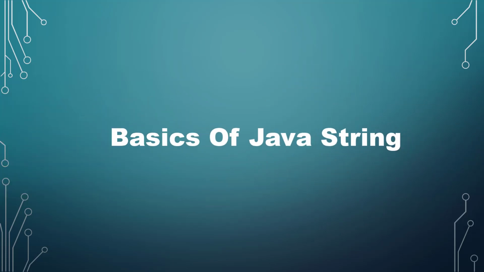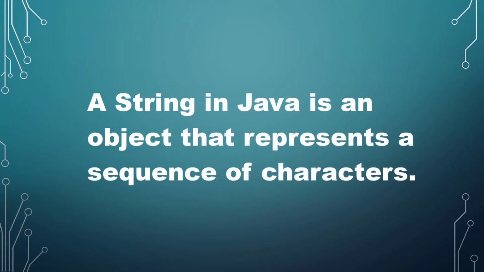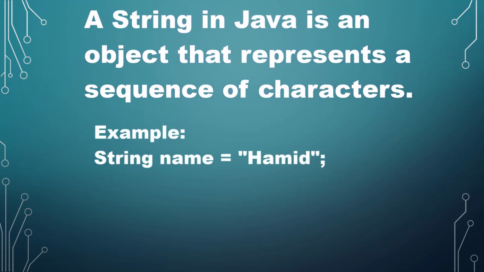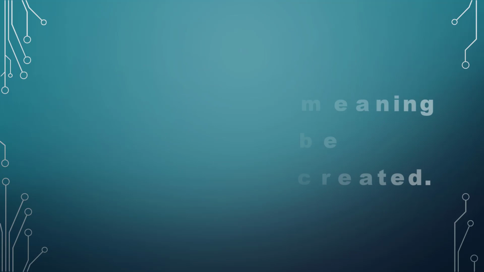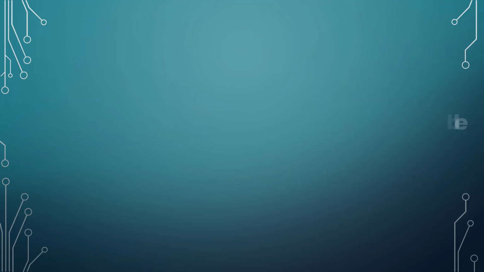Hello everyone. In Java, string is highly used. As a beginner, let us understand the basics of Java string. A string in Java is an object that represents a sequence of characters. Strings are immutable, meaning that their value cannot be changed after they are created.